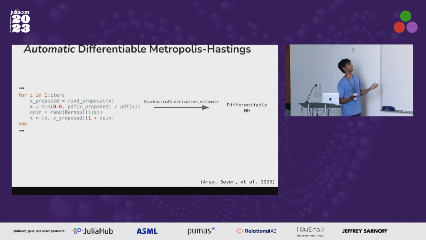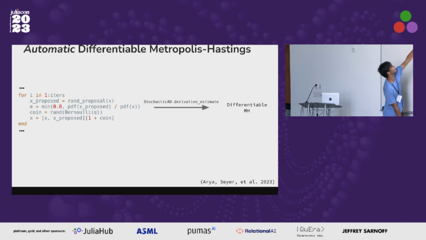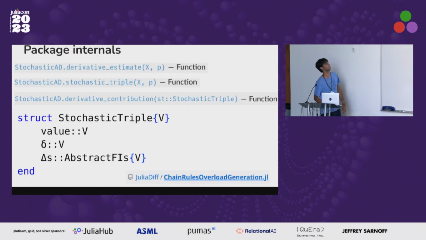And then the cool thing about this is we could just write a Metropolis Hastings code, which, in Julia, you can even use array indexing, and differentiate through array indexing, which now makes sense because this coin is an integer that could flip. Or you can pick these exponentials, just apply StochasticAD to it, and you can get a differentiable Metropolis Hastings.